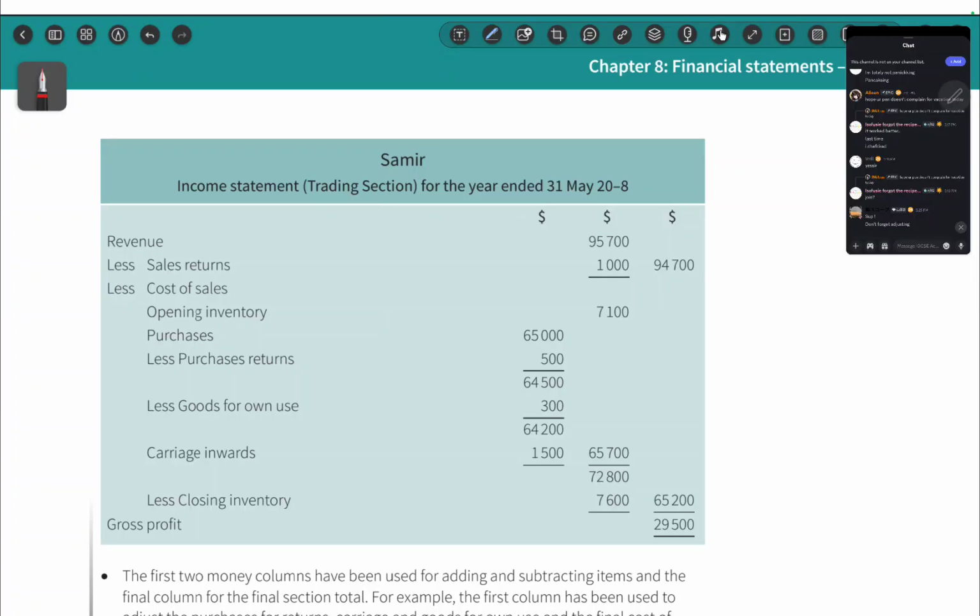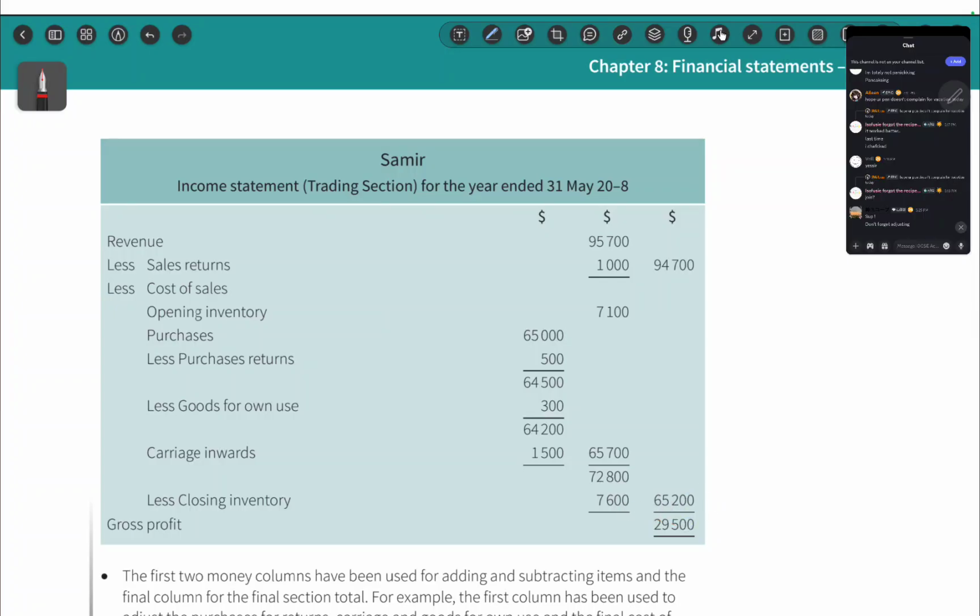Where's the final value for purchases? 65,700. Yeah, sorry, this is your final purchases. This is your opening inventory, and then you add this, you get this, and then you subtract this, and you get this. So this is our total cost of sales. You subtract this, and you get your gross profit.